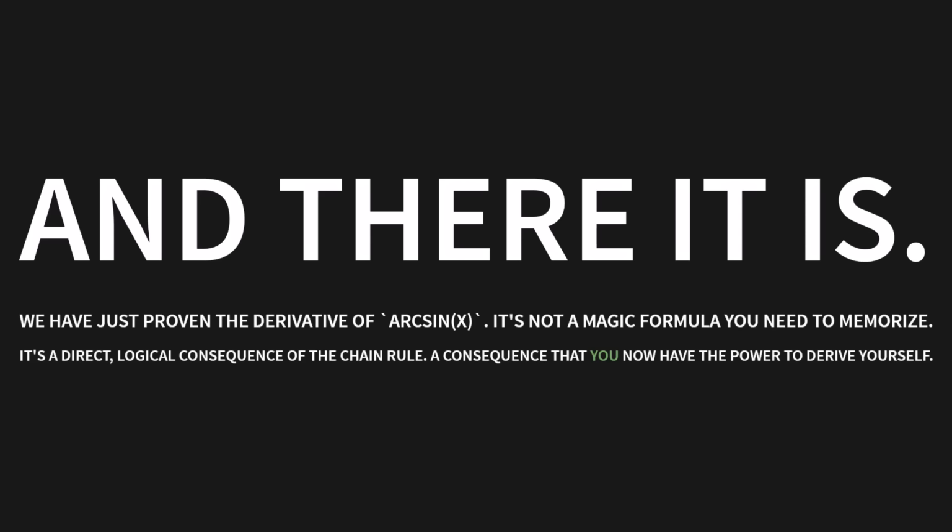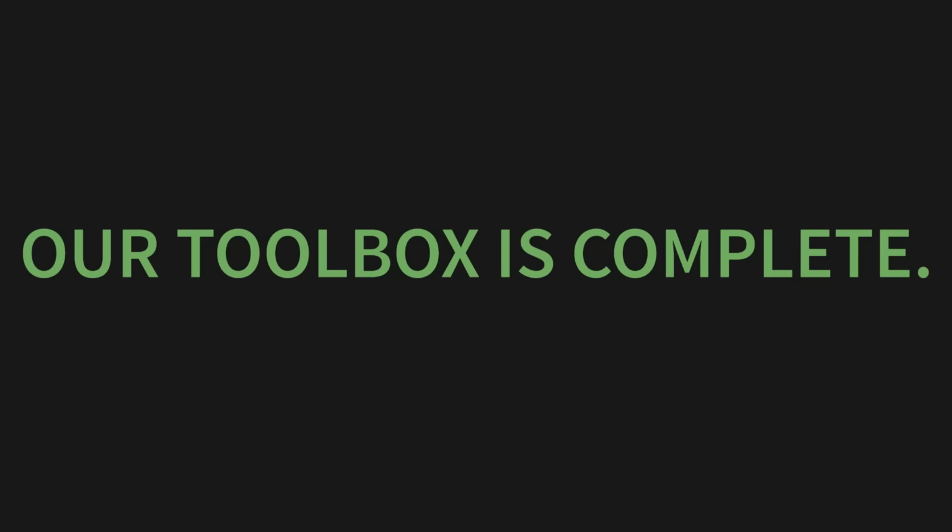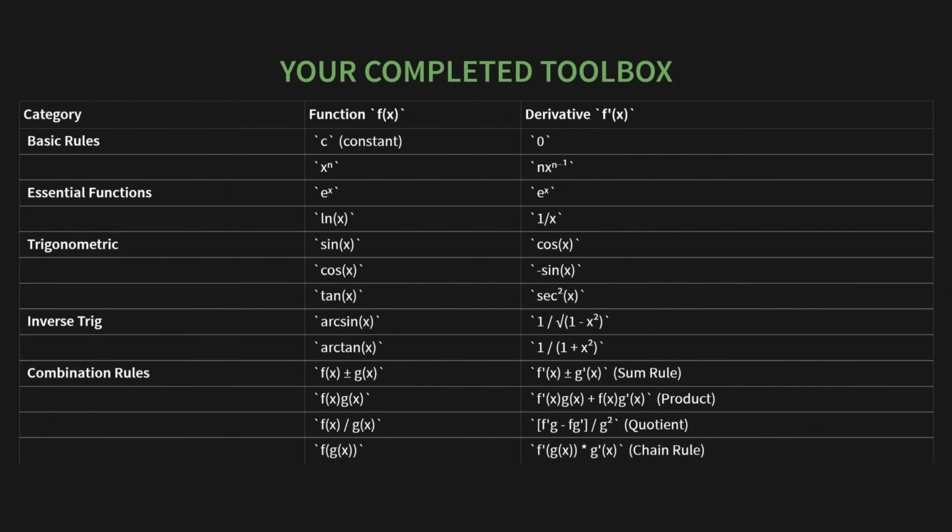We have built the entire machine, from the limit to the basic rules, to the master key of the chain rule, to this clever hack of implicit differentiation. Our toolbox is complete. Look at this, your completed toolbox. From one simple question about a car's speed, we built the entire machine of differential calculus. You didn't just memorize formulas, you built every single rule from the ground up.